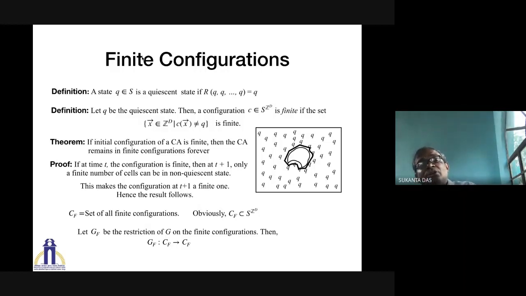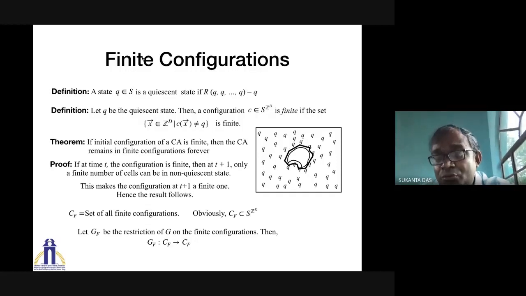So although G is our global transition function, from that function, when you have finite configurations, I can get another global transition function called GF, whose domain is finite configurations, and from a finite configuration it moves to another finite configuration. This relation is useful, and we shall consider it later.